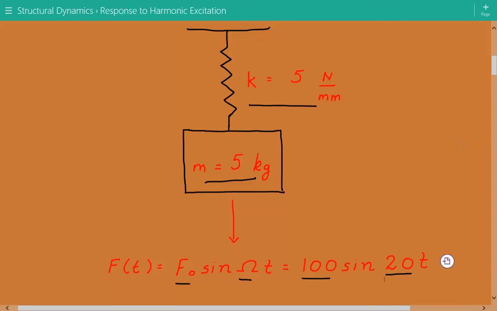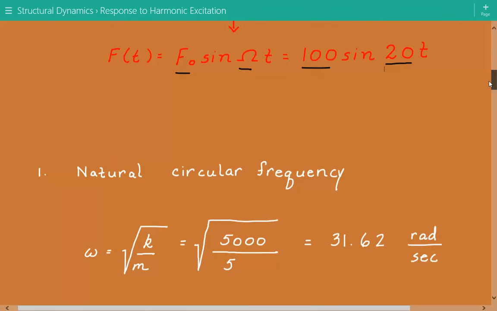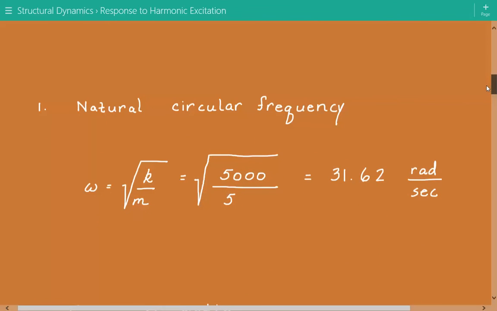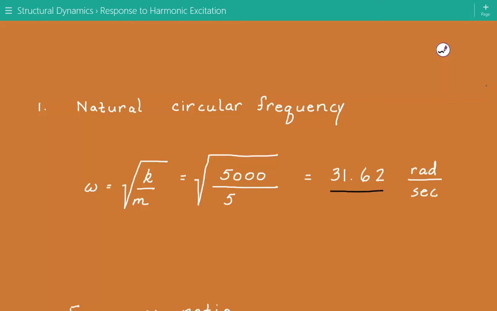And now coming back to our example problem, the first step will be to calculate the natural circular frequency of the spring mass system, and that's equal to the square root of the stiffness divided by the mass. So that comes out to be 31.62 radians per second.